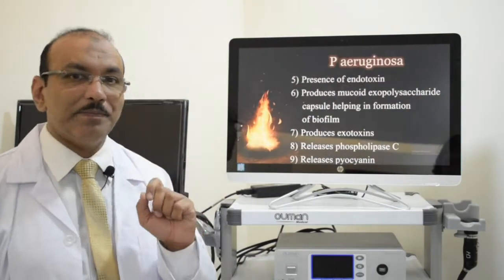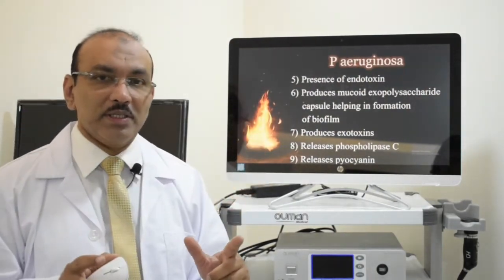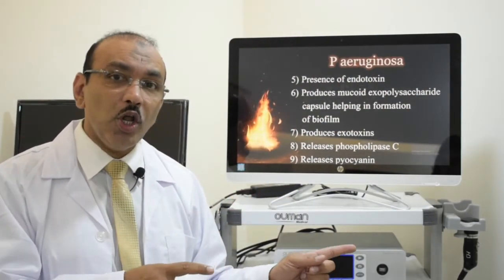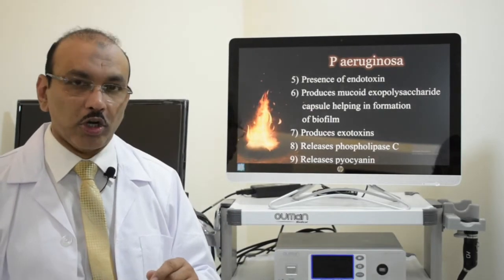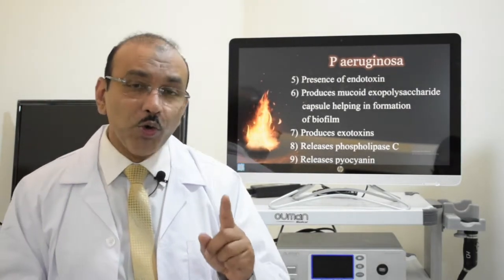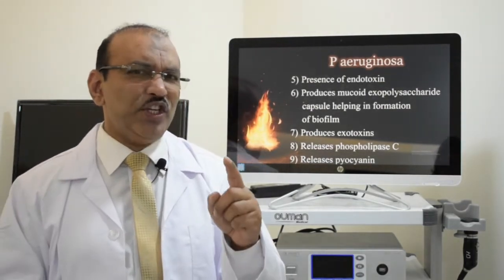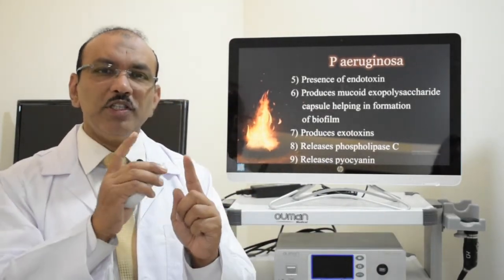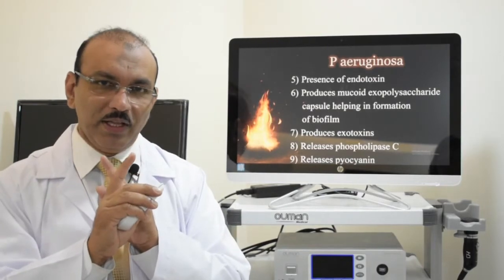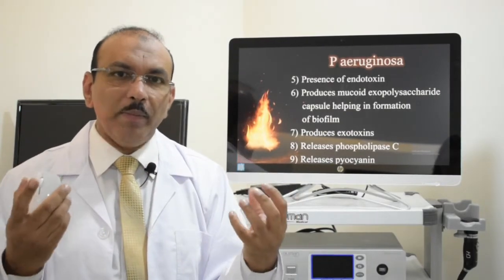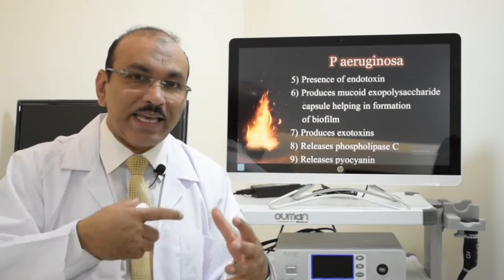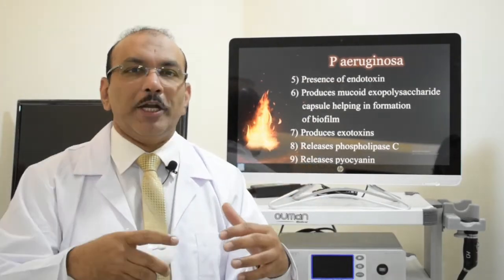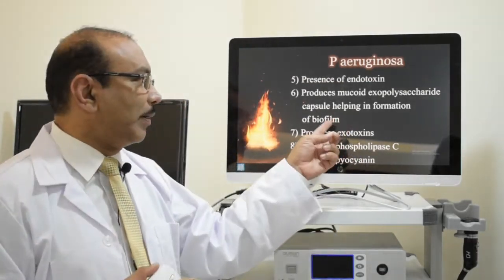Not only that, it can produce toxins. This toxin can be endotoxin or exotoxin. And do you know that it has a special feature: it produces a colony of its own and builds a fortress around itself, so that any body mechanism which goes against it cannot enter this colony. That is called a biofilm.